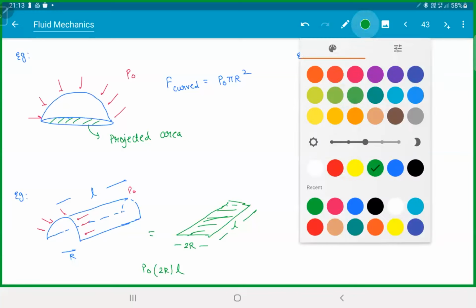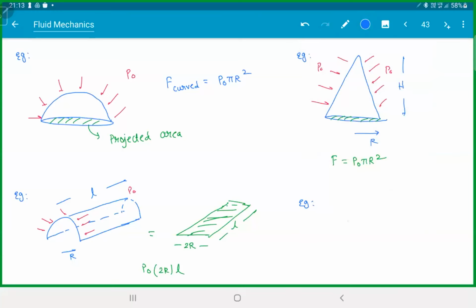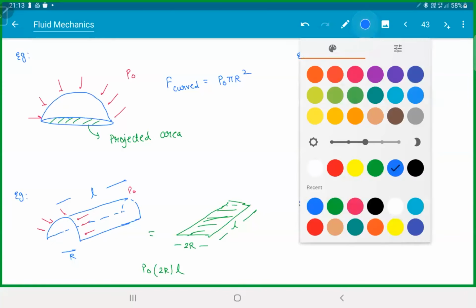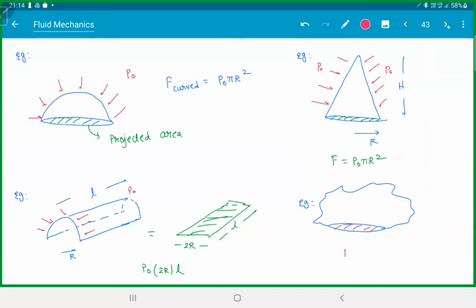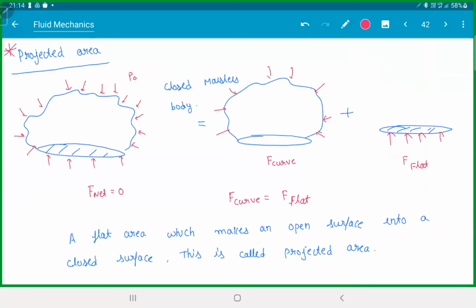So you can take any random surface and the answer will remain the same. If you take a disc here or some kind of amoeba shape here, it doesn't matter. The projected area is still this. The force on the curve will be P naught into pi r square, if this radius is r. But the only condition for this is that it is valid only if the pressure is constant. If the pressure is changing, you can't use this formula. That is the limitation.